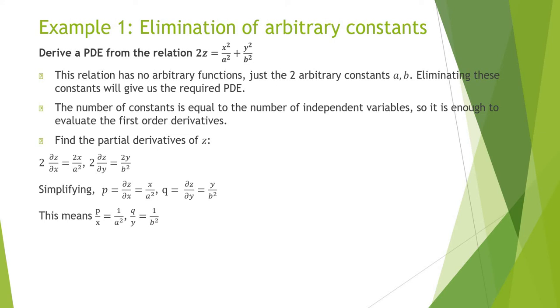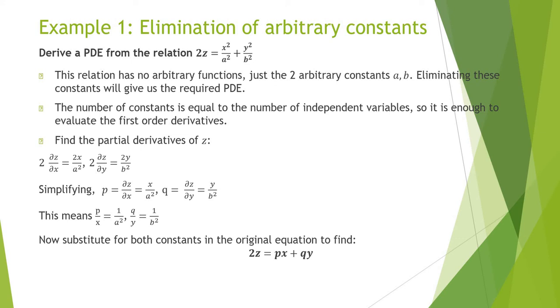Now we have the arbitrary constants in terms of just x, y and the partial derivatives. So we can substitute for both constants in the original equation and then we'll get the required PDE 2z equal to px plus qy.